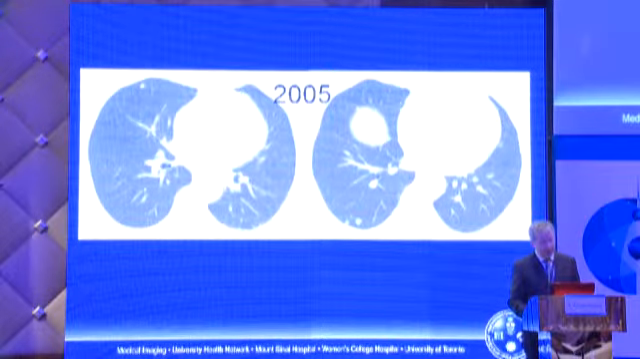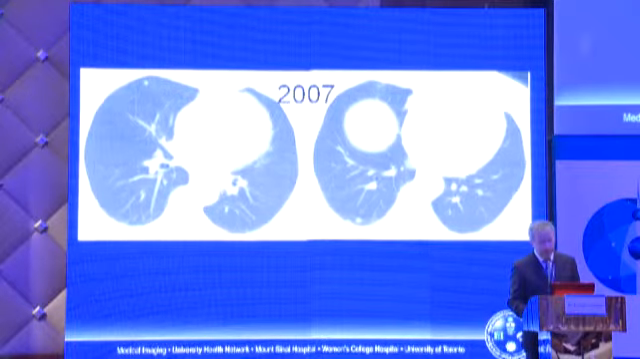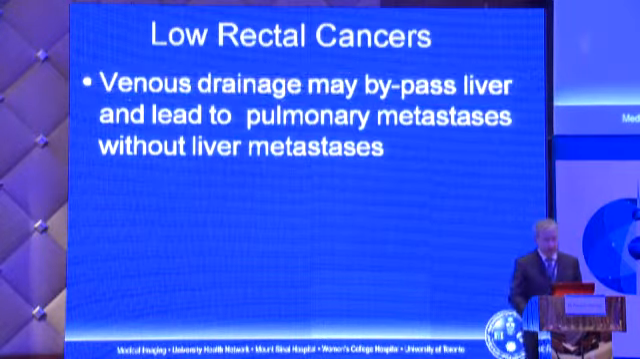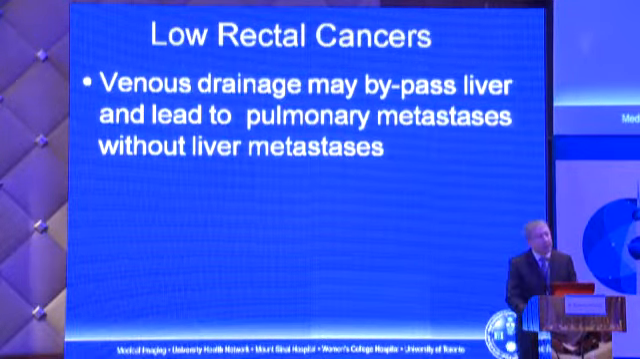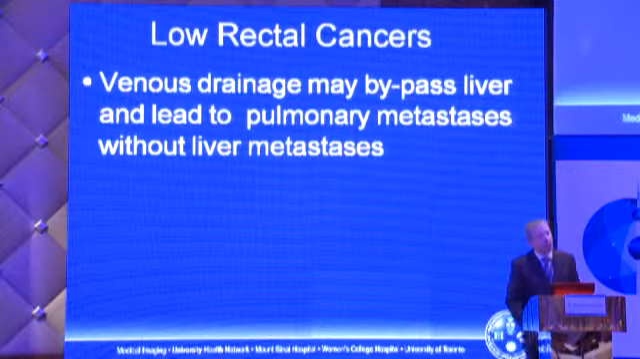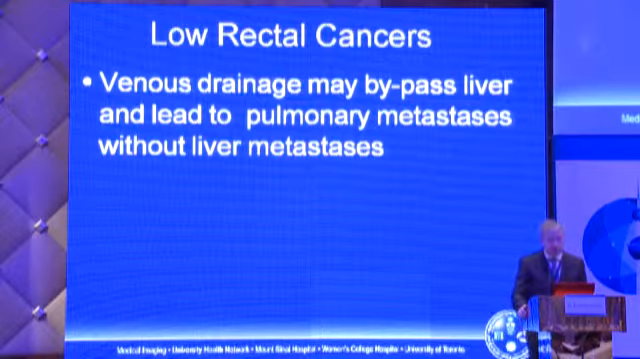Here's an example, a patient with colon cancer, multiple lung nodules in 2005, and 2 years later, completely stable. So benign pulmonary nodules. Now, there is another difference between low rectal cancers and other colorectal cancers. Remember the groin nodes, metastatic groin nodes. Low rectal cancers can also get pulmonary metastases without liver metastases, because they have a systemic venous drainage.